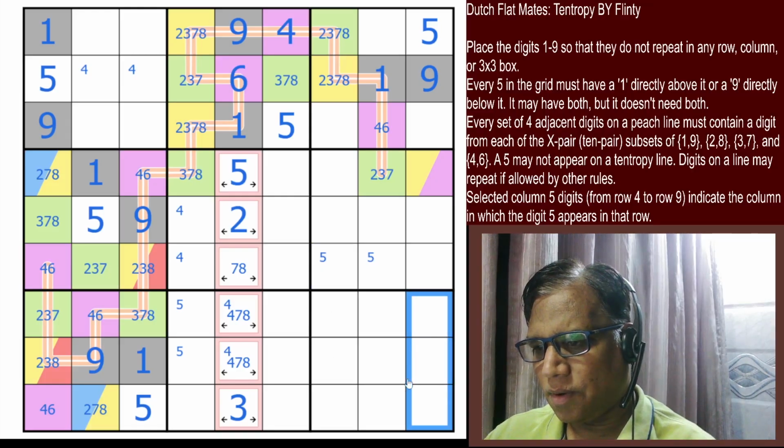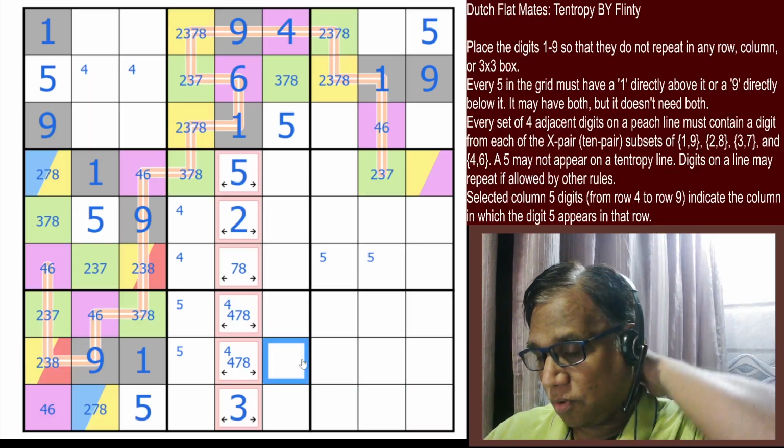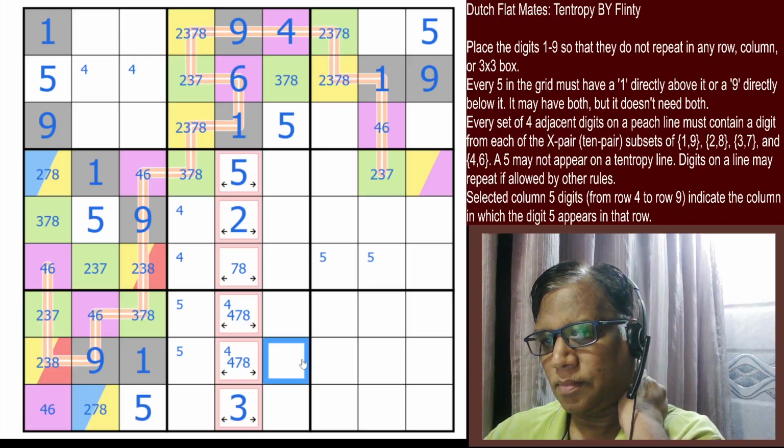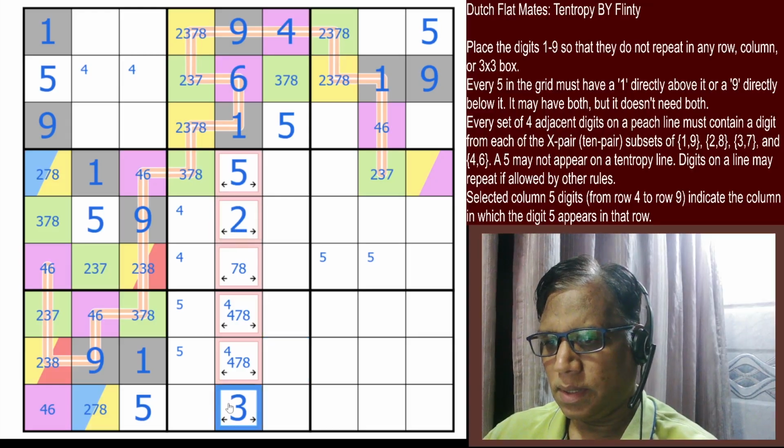And wherever 5 is here must have 9 here. So that must be 5 with 9 here. And 9 could be here or here. That's too long a chain to be followed. Mm, we only got 2 and 3, right?